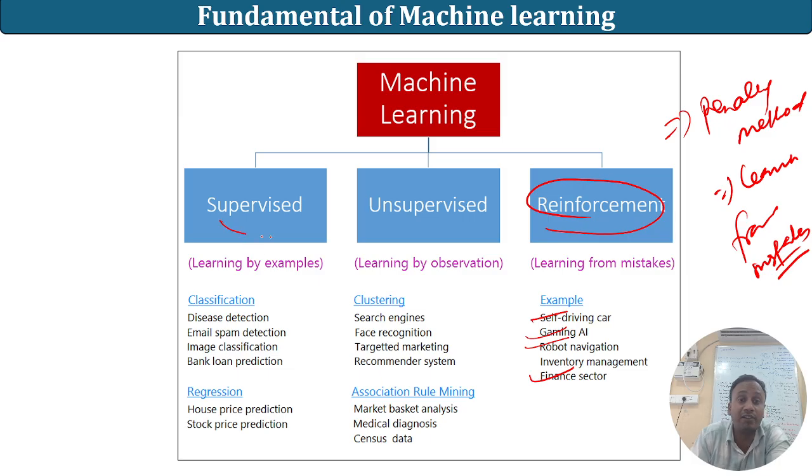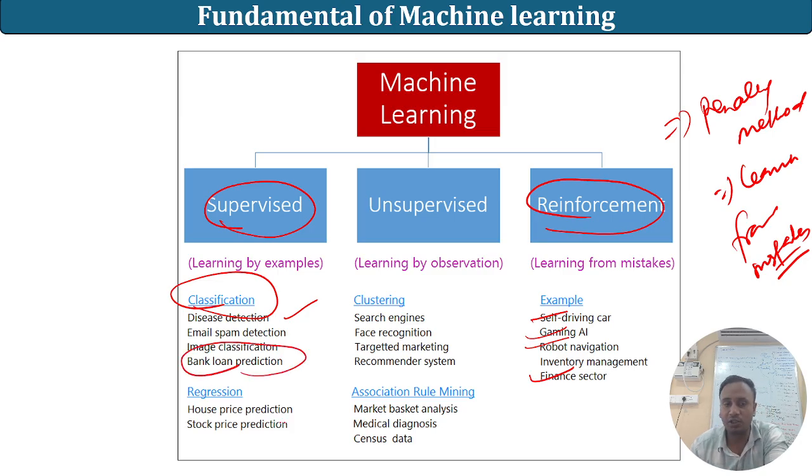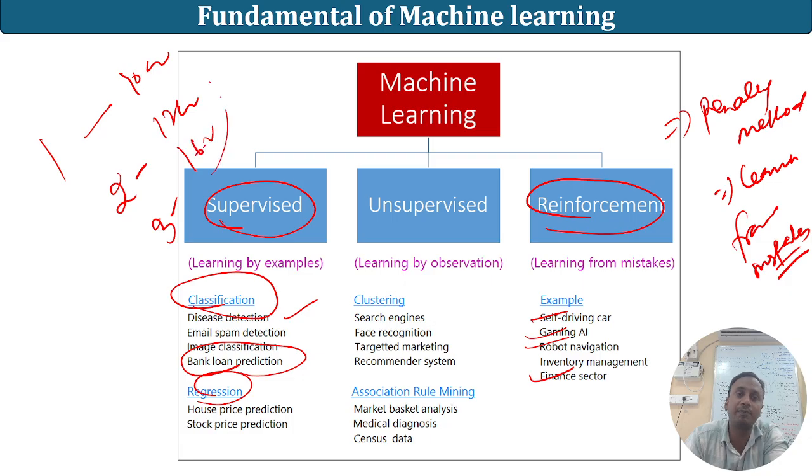If you talk about supervised examples, there is classification. In classification, we classify whether the disease is there or not. So this is detection, or email spam detection, or image classification, or bank loan predictions. In the case of regression, we do house price prediction. In the first year the price was 10 crore, second year 12 crore, third year 16 crore. So we can predict the coming year also.